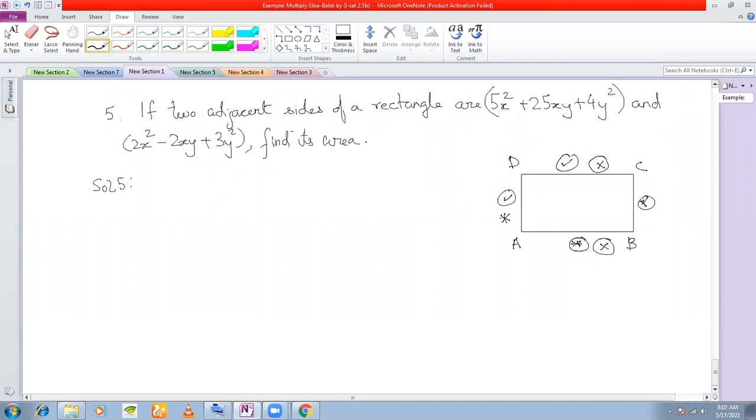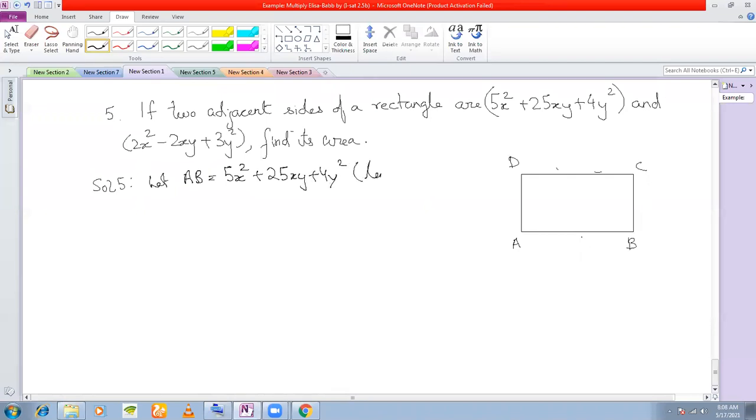Also, these two sides are called opposite sides, right? So if the adjacent sides are given by these two expressions, let us just put the algebraic expressions beside the sides. So you have, let us say, the side AB is the first one. That is 5x square plus 25xy plus 4y square.